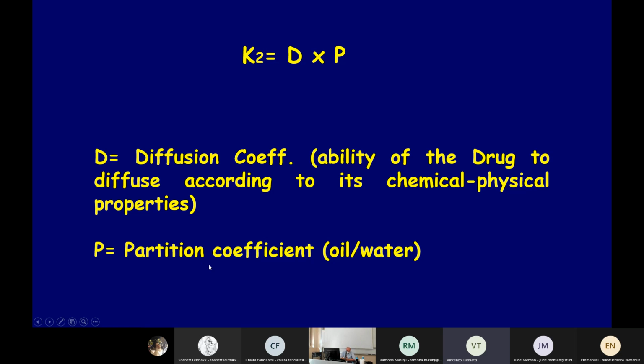This system looks like the cell membrane. The water layer is similar to the water media outside the cell, and the oil layer is similar to a membrane. And so we can have an idea about the ability of your drug to cross the cell membrane.